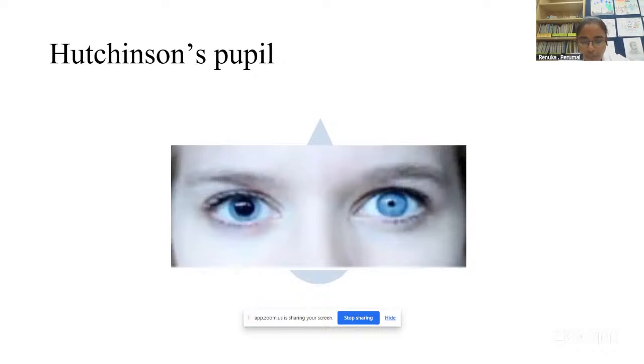Next is Hutchinson pupil. Here there will be a fixed dilated pupil, which is caused by the compression of the oculomotor nerve, which is due to herniation. So clinically, what happens here is there will be a rise in the intracranial pressure.